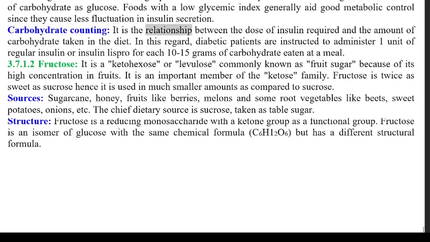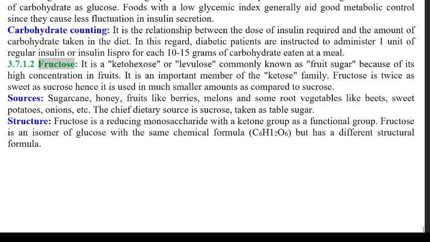Carbohydrate counting. It is the relationship between the dose of insulin required and the amount of carbohydrate taken in the diet. In this regard, diabetic patients are instructed to administer 1 unit of regular insulin or insulin lispro for each 10 to 15 grams of carbohydrate eaten at a meal.